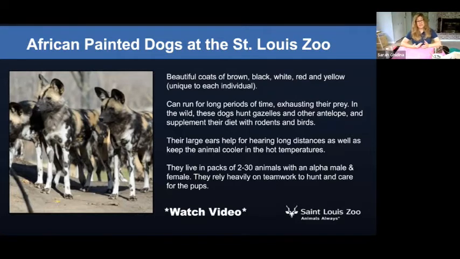And that's how they actually hunt. They exhaust their prey. They run after and run after until their prey gets super tired. And in the wild, painted dogs will hunt gazelles, other antelope, and in between those bigger meals, those bigger hunts, they will eat rodents and birds too.